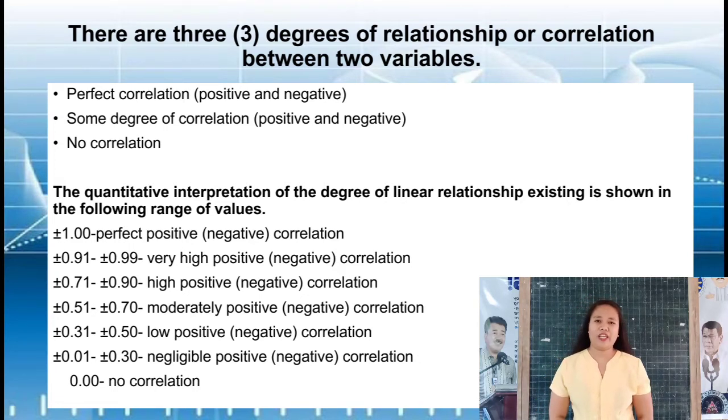Positive or negative 0.31 to 0.50 is the low positive or negative correlation. Positive or negative 0.01 to 0.30 is the negligible positive or negative correlation. The last one, 0.00 or 0, is no correlation.